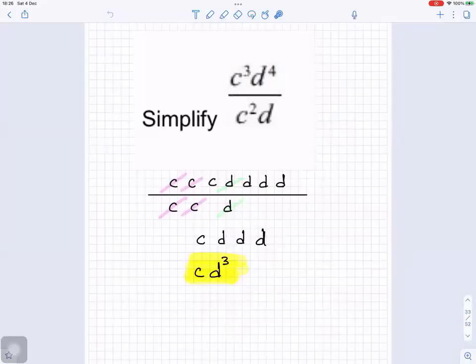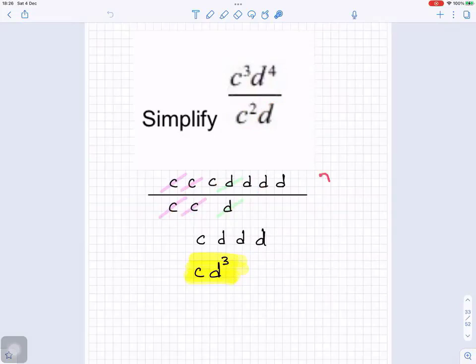And that's your answer. Simplify c cubed d to the power 4 over c squared d. You can pause the video now and come back when you're ready to check your answer. Welcome back. C cubed is 1, 2, 3 c's. D to the 4, 1, 2, 3, 4. C squared is 1, 2, and d is just 1.